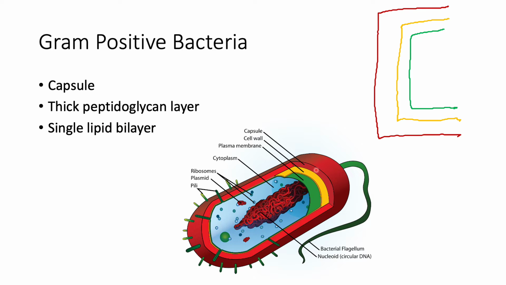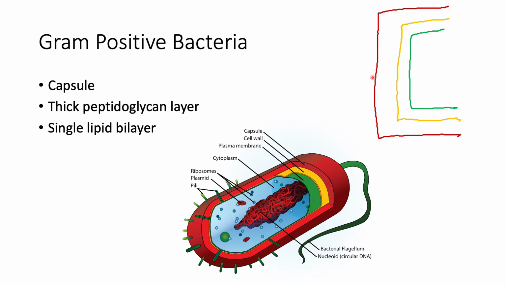Now, in gram-positive bacteria, there is a thick peptidoglycan layer, and that's important. Underneath the thick peptidoglycan layer is a single lipid bilayer. So it's a cell membrane. Essentially, we have a cell membrane underneath the cell wall, the plasma membrane. So the outermost layer is the capsule. Then we have the cell wall made up of peptidoglycan, and then we see the plasma membrane. It is important to note that we only have one plasma membrane in the gram-positive bacteria.